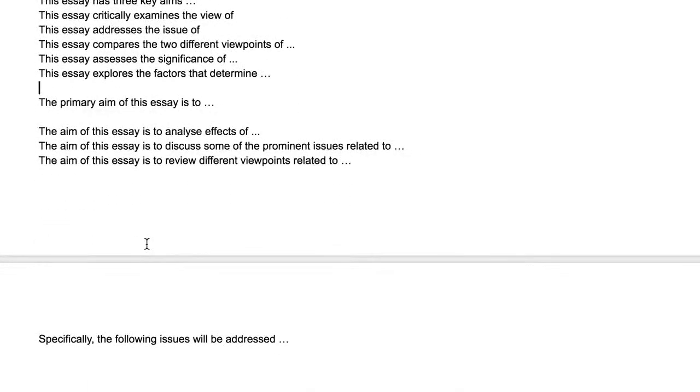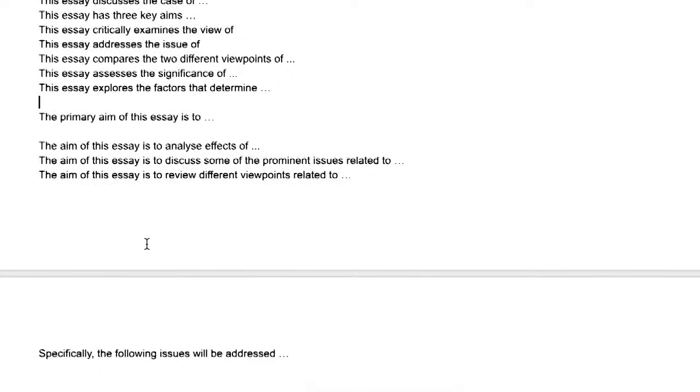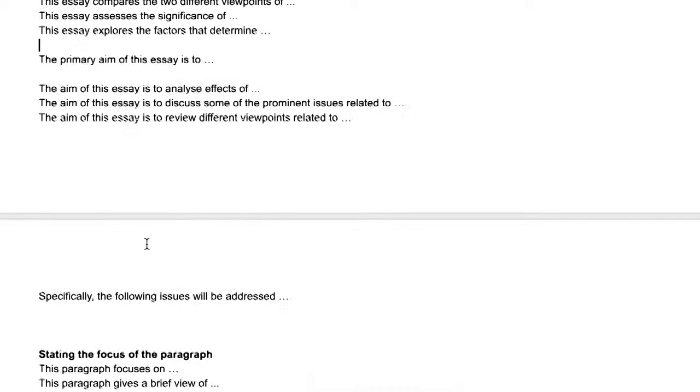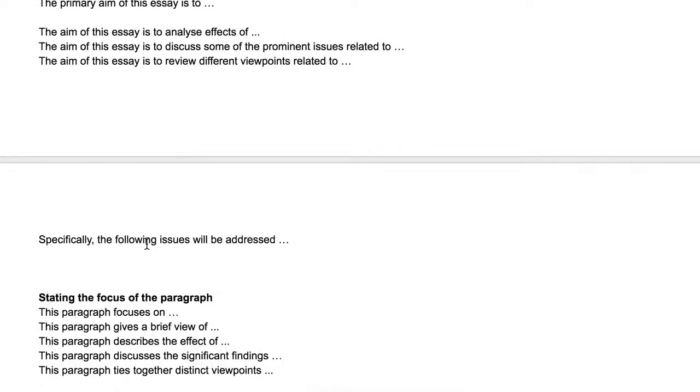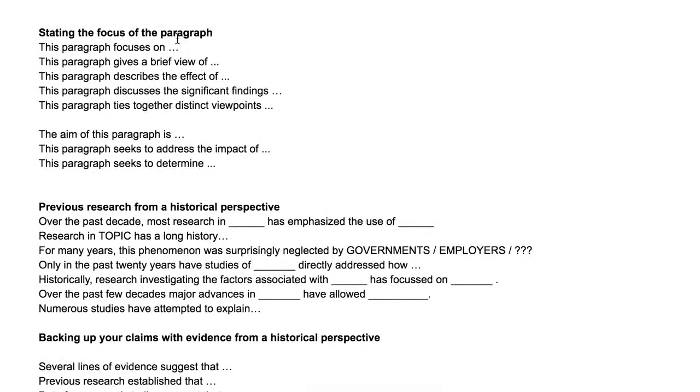Okay, obviously, like I said before, we have to do this with caution. I'll explain this more in the second part, the dangers involved and why you need to use them with caution and use them with intelligence, of course, as well. So the aim of this essay is to discuss some of the prominent issues related to employment and gender equality in the workplace.